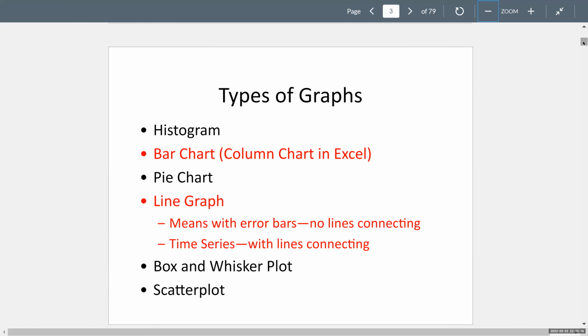All right, so the major types of graphs that we use in biological sciences include the histogram that we've already talked about, a bar chart, a pie chart, several kinds of line graphs, a kind of graph called a box and whisker plot, and then a scatter plot. Each of these types of graphs, like I said, is specialized for a particular kind of data.